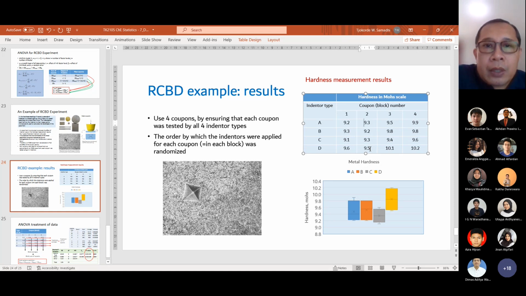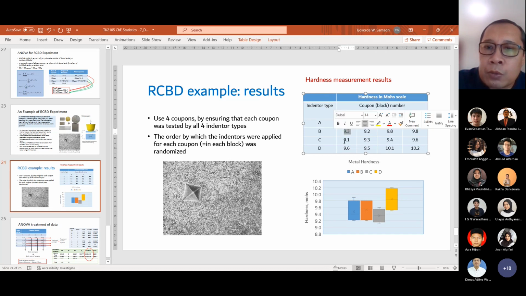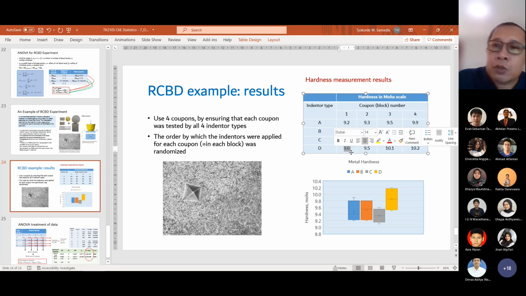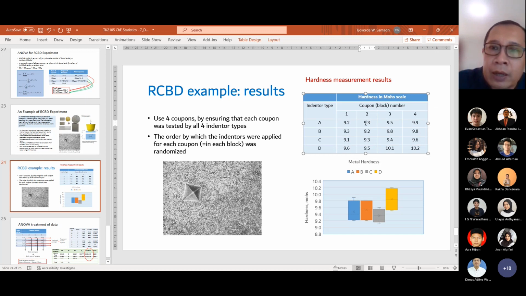Rule number 2, the order by which the indenters were applied in the actual execution of the experiment has to be randomized. So when you actually do this experiment in the lab, you cannot do it like this. This is run number 1, run number 2, run number 3, run number 4. And then you change to a different coupon, and then you run the same order again. A, B, C, and then D. No, you cannot do that. But you have to randomize the order within each block.